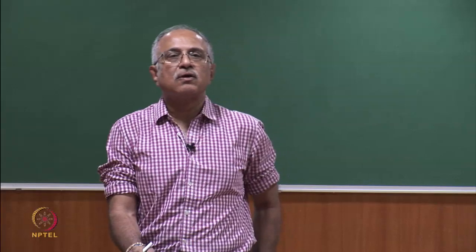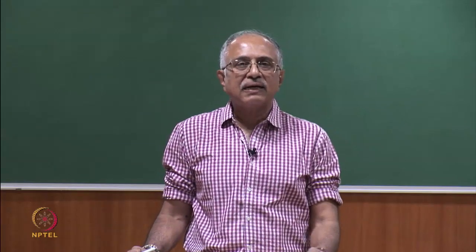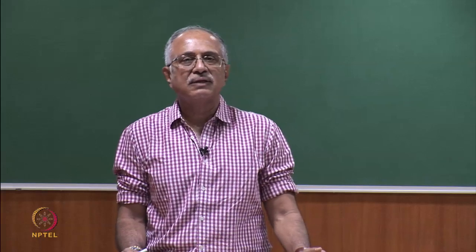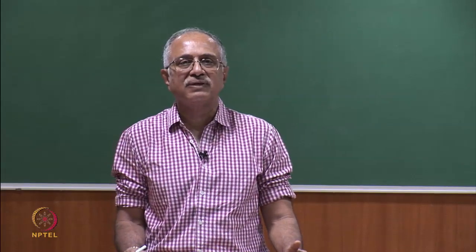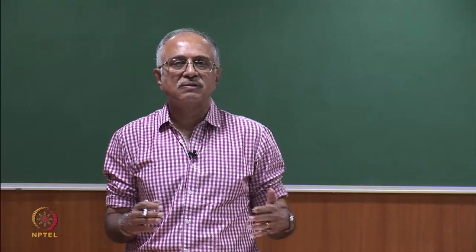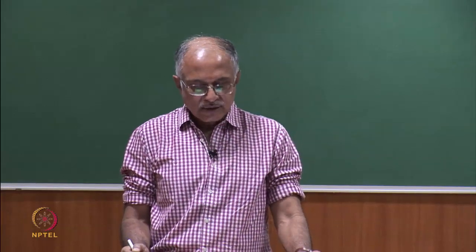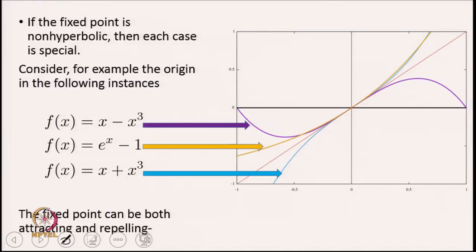In case the system is non-hyperbolic, where the slope is exactly equal to 1, then it turns out that you can have different types of behavior, nothing generalizable, but something which has to be looked at case by case. So, here are 3 examples where the fixed point is the origin, and the slope is exactly equal to 1 in all these 3 cases. If I take the first example, which is this purple curve over here, and you can see the diagonal line that I have also drawn in brown, the point is attracting from both sides.